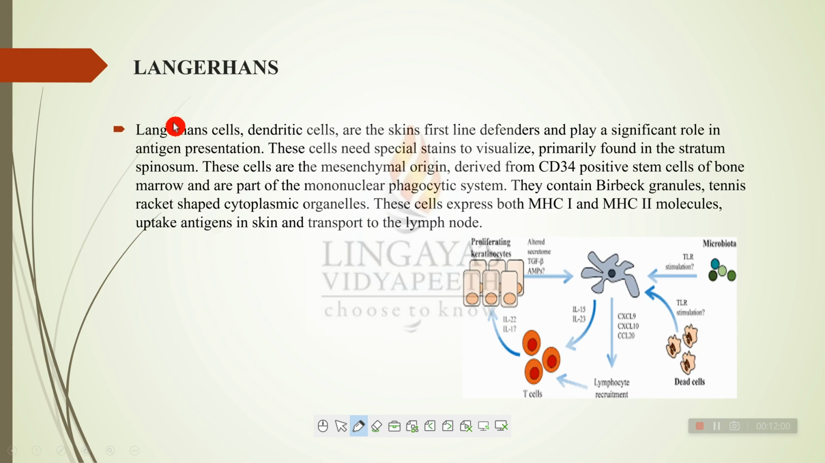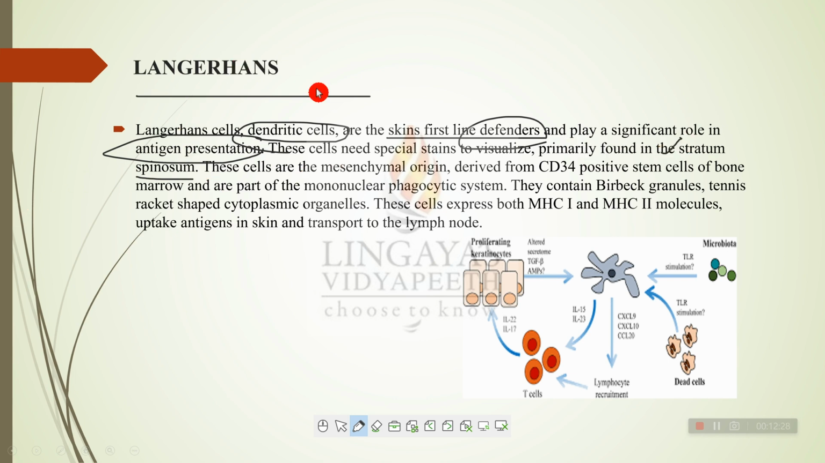Next cells are the Langerhans cells. Langerhans cells are also called dendritic cells. These are the skin's first line defenders. They play a role in antigen presentation. For viewing these cells, we will need a special stain to visualize them. They are primarily found in the stratum spinosum layer.